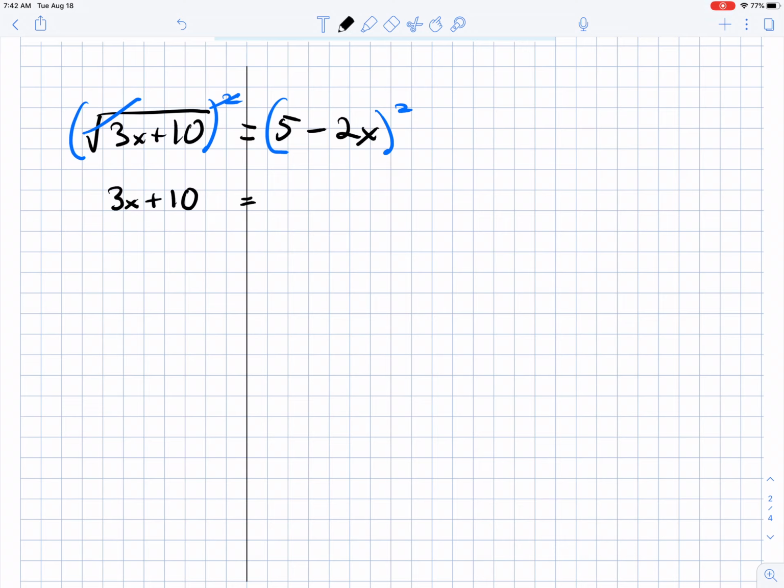Next we want to FOIL. Let me go ahead and write this out so that you can see it. 5 minus 2x. Again, this squared symbol means multiplied by itself twice. So we're going to say 5 minus 2x times 5 minus 2x.